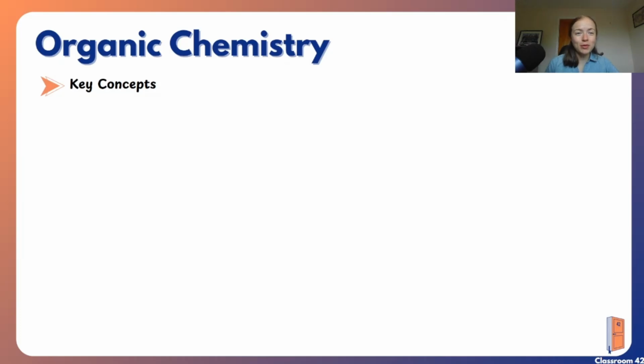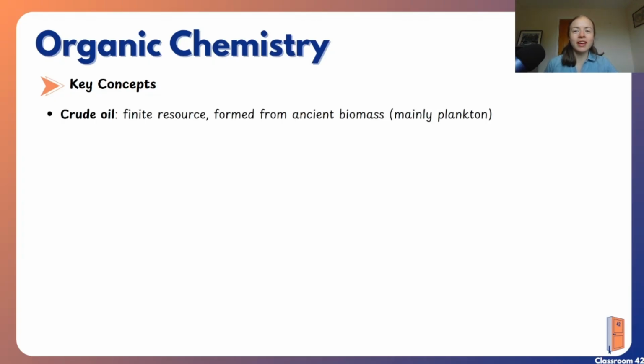So welcome back. I hope you enjoyed your C6 questions and revision clocks. We're going to go through C7 now, which is organic chemistry. The key concepts for organic chemistry, we're going to start with crude oil: the idea that crude oil is a finite resource formed from ancient biomass.